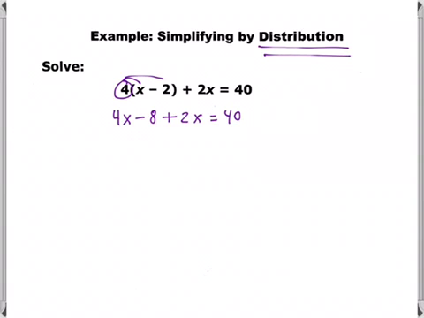Now we look back at the previous problems we just did, and we continue that work. So we're going to be combining like terms. So 4x and 2x should give us 6x minus 8 equals 40. We're going to add 8 to both sides.